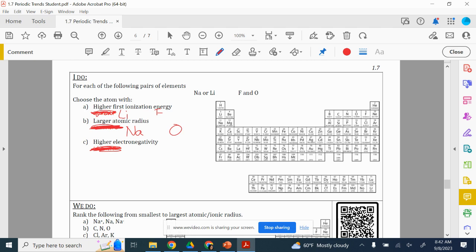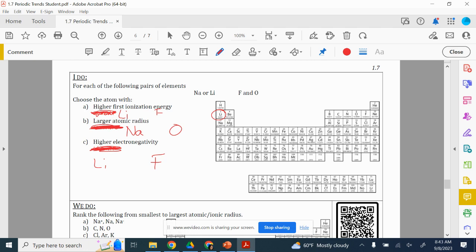Okay. Higher electronegativity, sodium or lithium? Which one wants to get rid of its electron more? Right, lithium's going to have a higher electronegativity. So this one wants an electron. And then fluorine wants it the worst. It has the extra proton. And the distance is small.